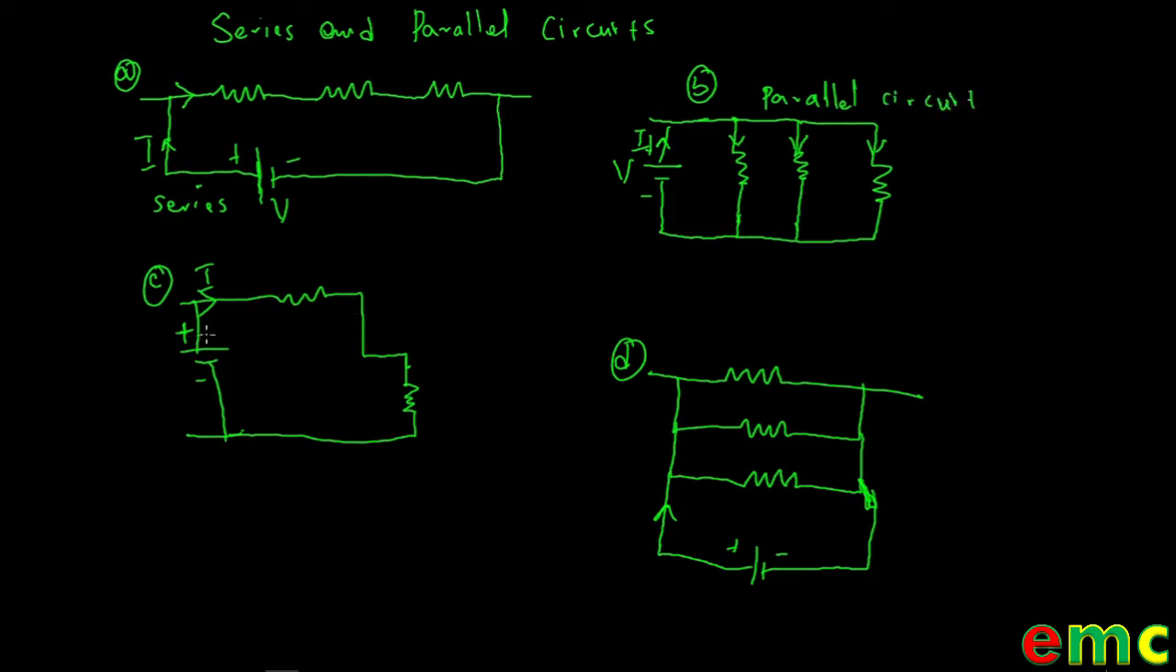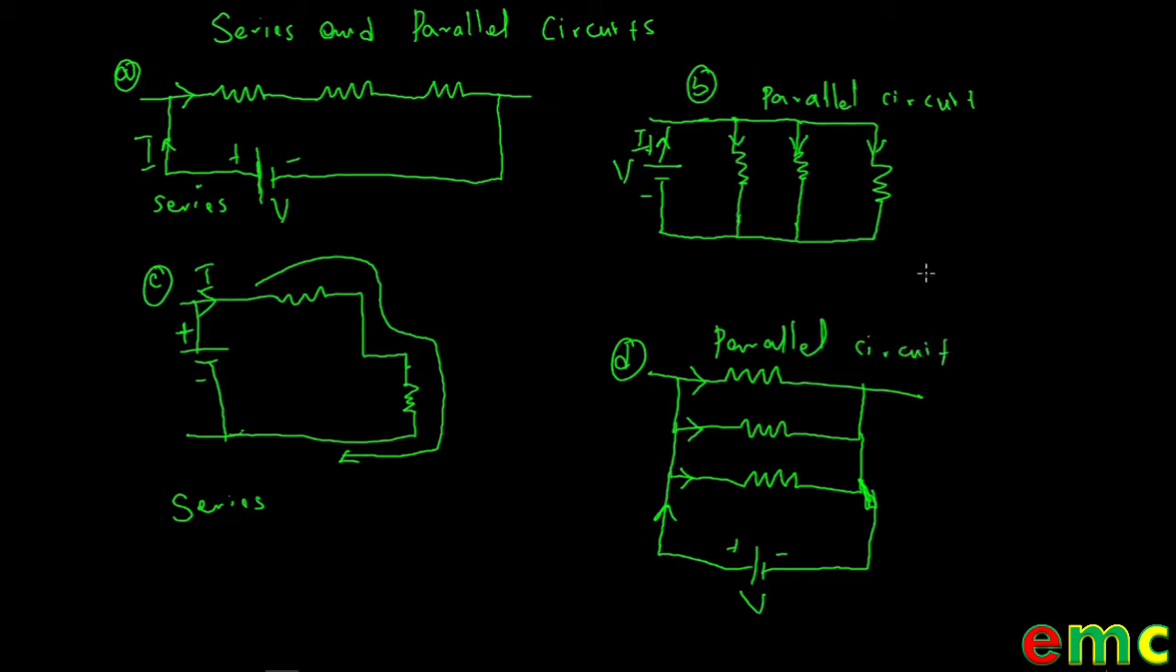If you look at this also, there is only one path for current flow in this circuit. So this is also an example of a series circuit. Looking at this also, this is one branch through which current can flow, another branch through which current can flow, and another branch through which current can flow. So this circuit is a parallel circuit.